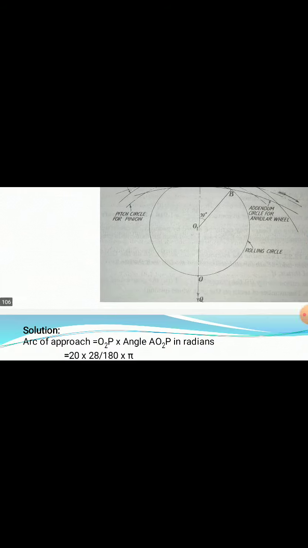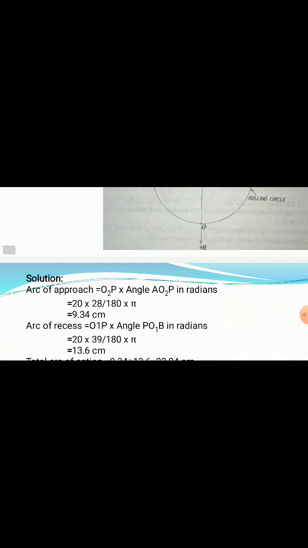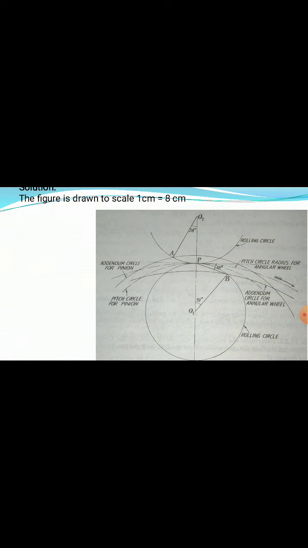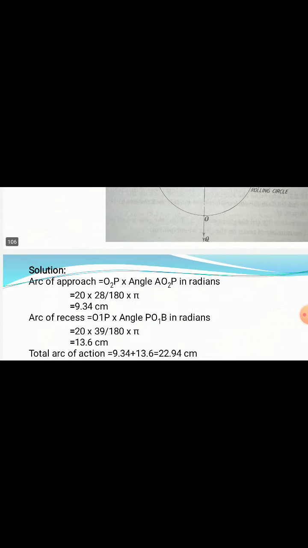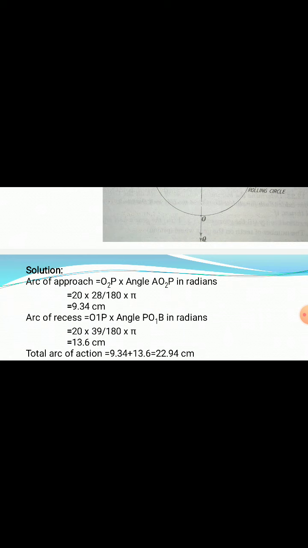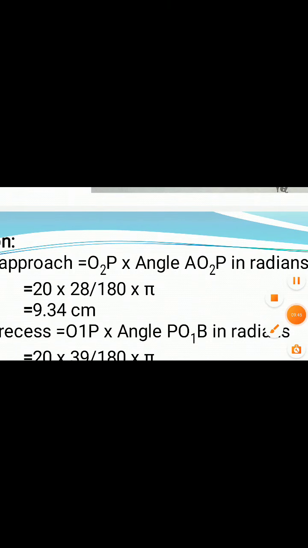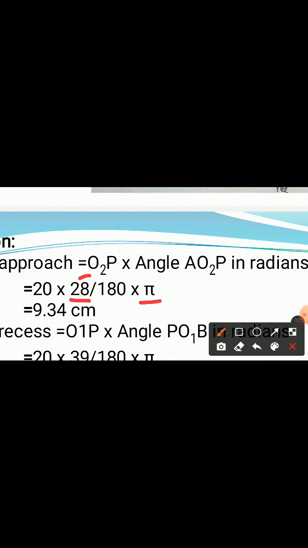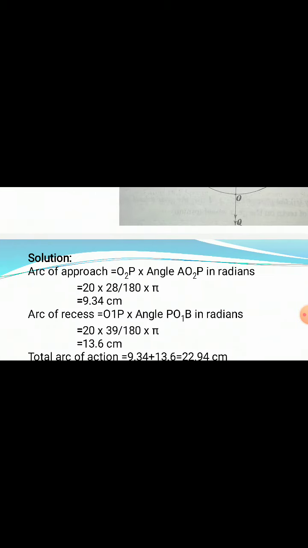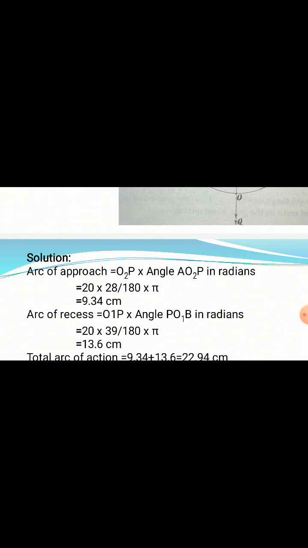And now we have to find out AP, this arc of approach AP. So OP is given as 20 centimeters, and angle AOP is needed in radians. This angle is 28 degrees, but you convert it into radians by multiplying by pi and dividing by 180. So this arc of approach comes as 9.34.